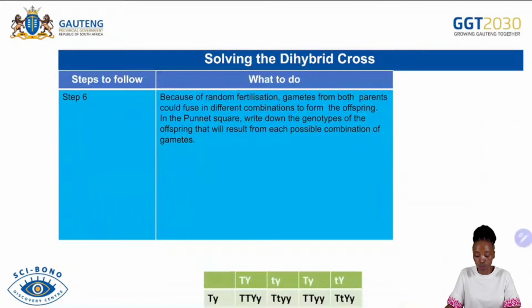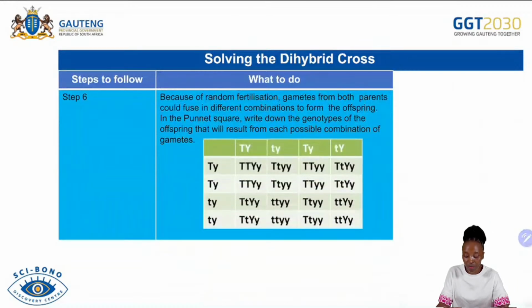So let's look at how it's going to look. Remember, random fertilization of gametes from both parents could fuse in different combinations to form the offspring. So then you write down your gametes. The answer would look like this.